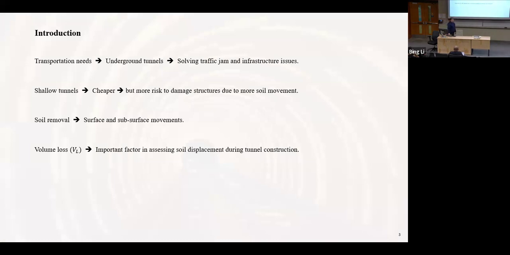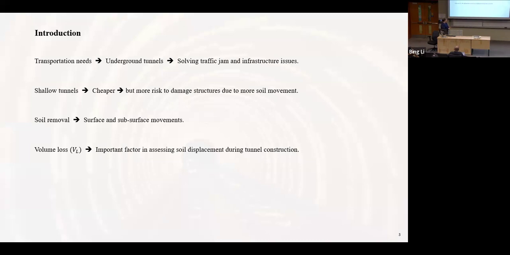The growth of human population in corridor cities like Toronto, Vancouver, Ottawa, or some other cities like that, increases our needs for underground tunnels, which solve the traffic jams and infrastructure issues. The designer's preference is a shallower tunnel, but although it is cheaper, it increases the risk of damaging structures on the surface. So we have to do something about that.